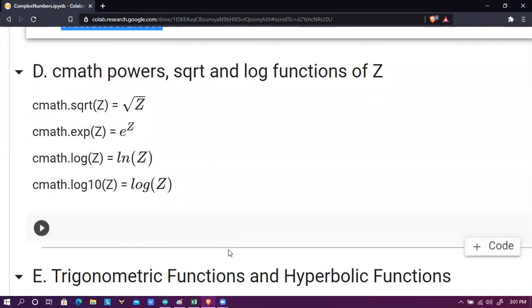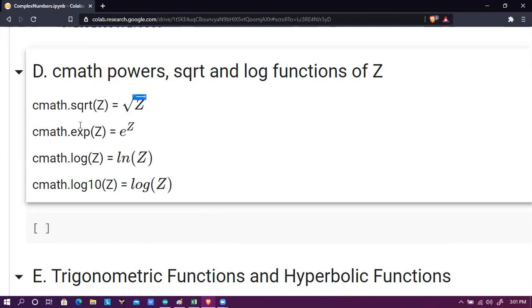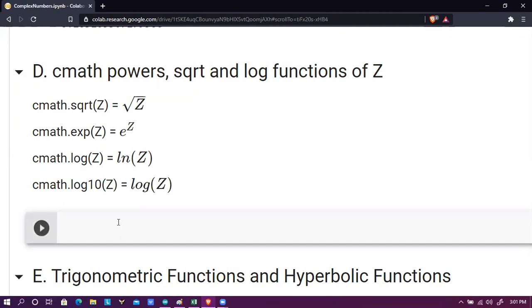All right, now we go to cmath powers, square root, and log functions of z. Okay, now we have this one. We have cmath.sqrt. This is equivalent to the square root of z. We also have cmath.exp(z), meaning this is e raised to the power of z. We also have cmath.log(z) now is equivalent to ln of z. Take note, log of z is ln, log10 of z is your Briggsian logarithm. Common logarithm, or what we call Briggsian logarithm.